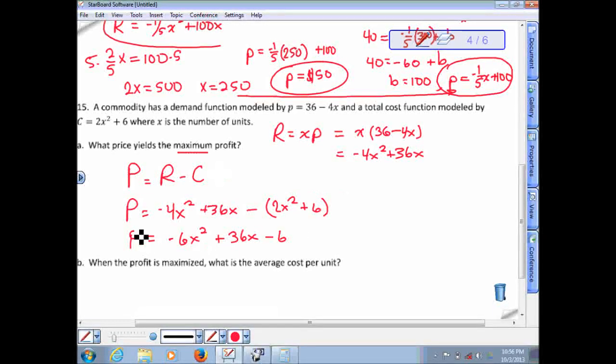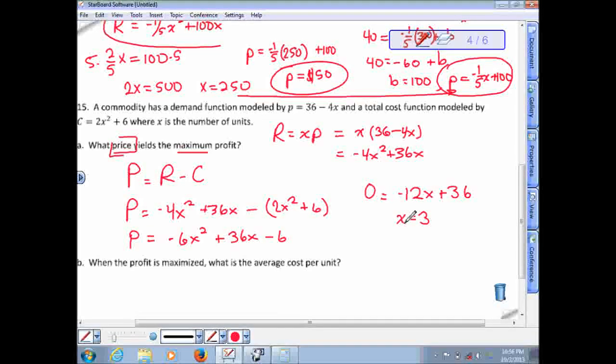Now to maximize profit, we need to take the first derivative of the profit. So it's going to equal -12x plus 36, which is going to equal 0. Okay, so that equals 0 when x equals 3. This represents the number of units. But again, they're asking which price yields the maximum profit. So they have to sell 3 units to receive maximum profit.